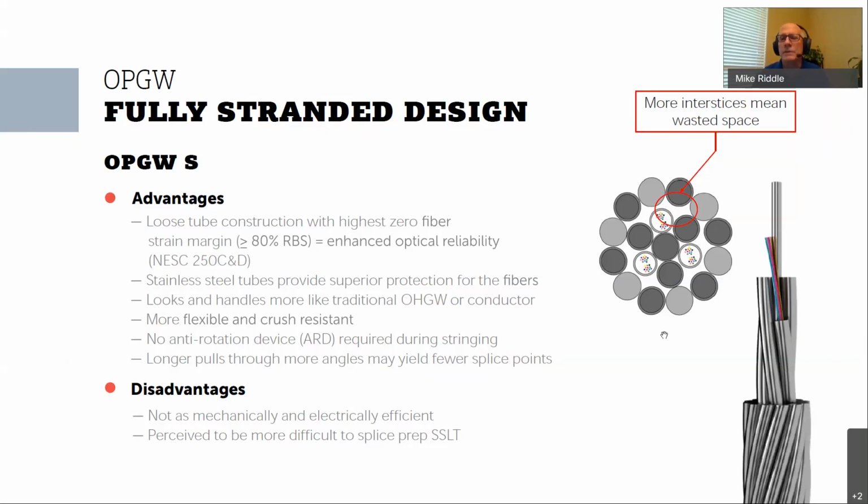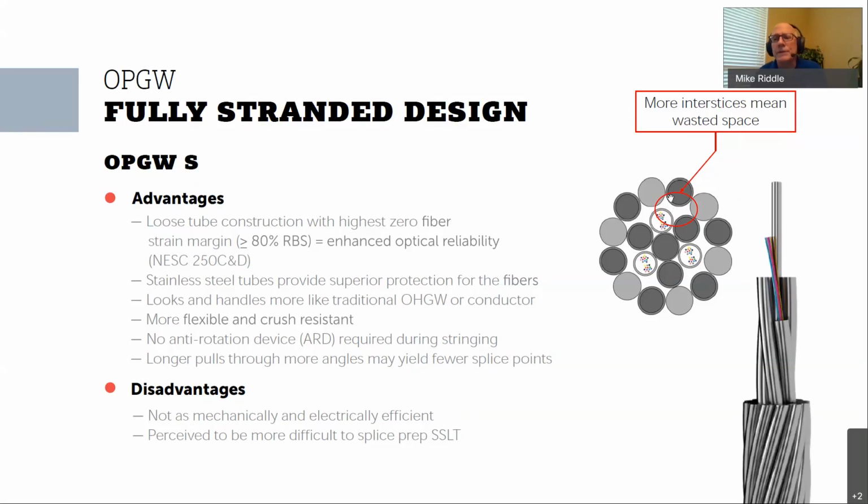This cable tends to be more flexible and crush resistant because if you look at the cross-sectional area, it's a lot like a conventional ACSR or other standard overhead conductor or cable that's used. It's more flexible and crush resistant, and because of that, you don't need an anti-rotation device during stringing. You can often go longer and through more angles, and that might enable you to eliminate some splice points and thereby save some money. But the disadvantages are that it's not as mechanically and electrically efficient.